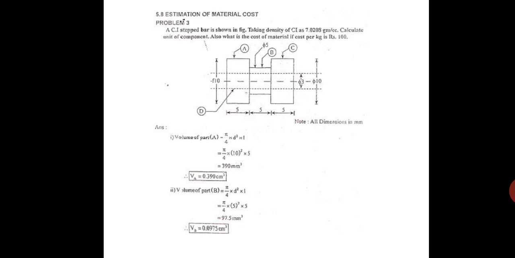So you can see this component. For ease of calculation, what is done? It is broken down into part A, part B, part C, and part D. Part D is the hollow part, center. And part A and part C are the stepped part. So first we will find out the volumes of part A, part B, part C, and part D. You have to add volume of part A plus part B plus part C, and then from this you have to subtract part D because it is a hollow part.